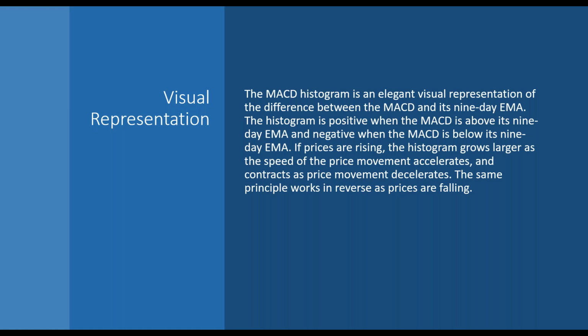Now, the MACD histogram is simply an elegant visual representation of the difference between the MACD and its 9-day EMA. The histogram is positive when the MACD is above its 9-period EMA, and negative when the MACD is below. If prices are rising, the histogram grows larger as the speed of the price momentum accelerates, and contracts as price movement decelerates. The same principle works in reverse as prices are falling.